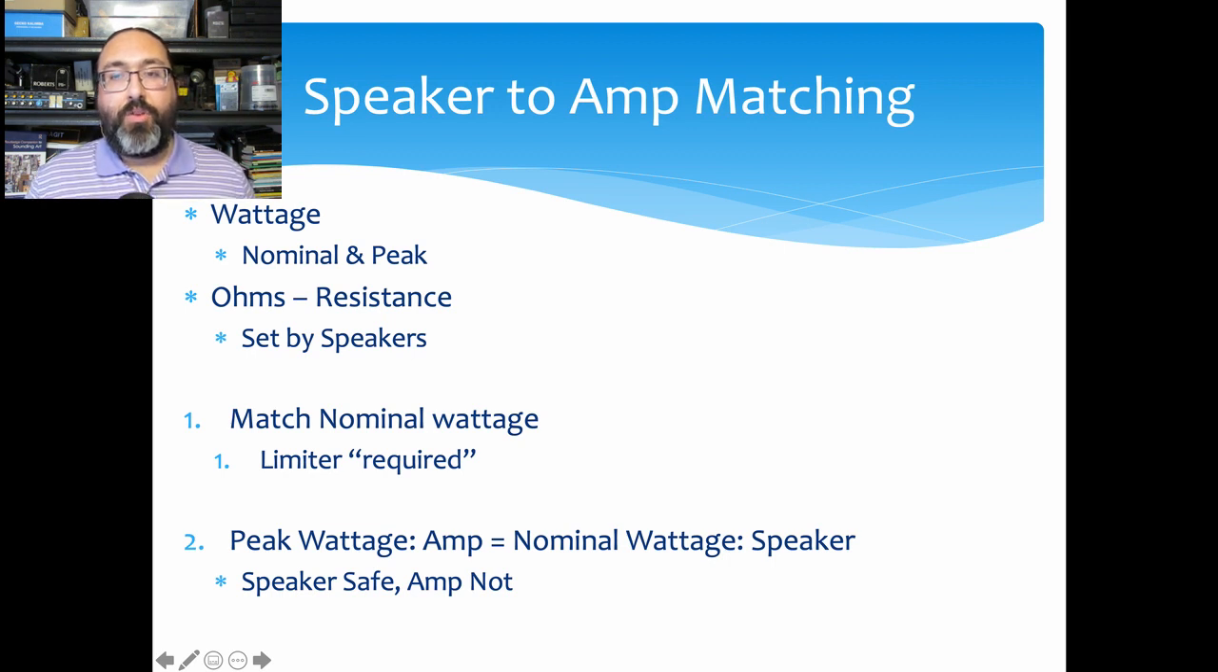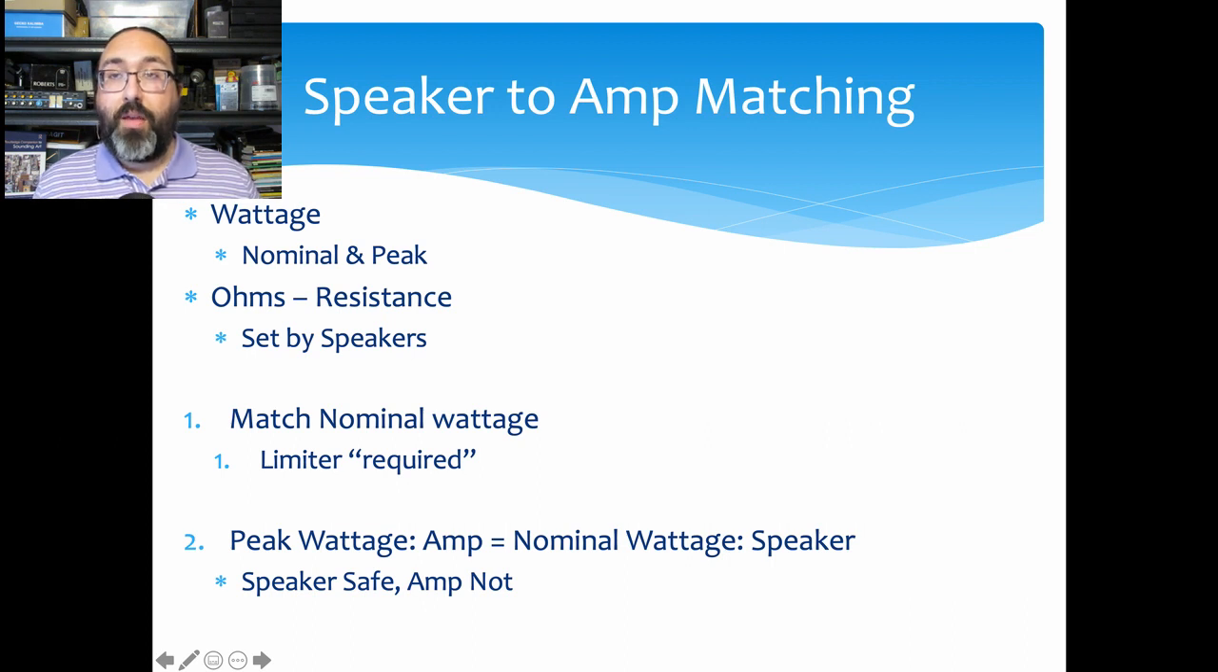So there are 2 basic ways that people use to match speakers with amps, and 2 basic ways you can try to help yourself not get into trouble if you're matching the 2. One is to match the nominal rating of both of them. So you would look at the speaker, and it says that its resistance, for instance, is 4 ohms, and its nominal wattage is 600 watts. So you would look at amplifiers that at 4 ohms of resistance can output 600 watts. 600 and 600, and we're equal. That is a good way to go.